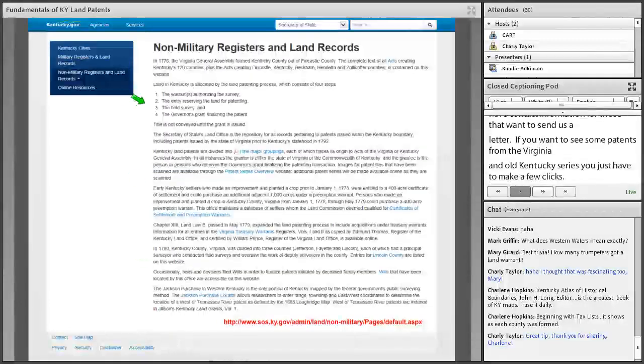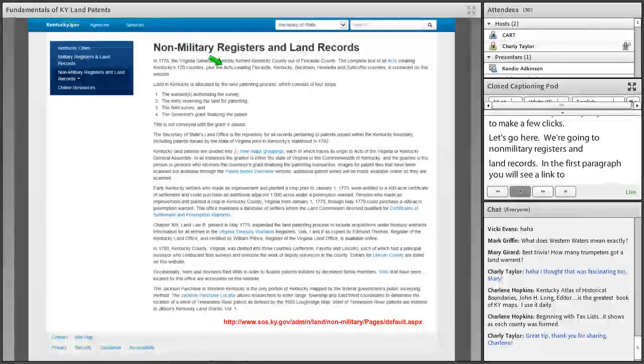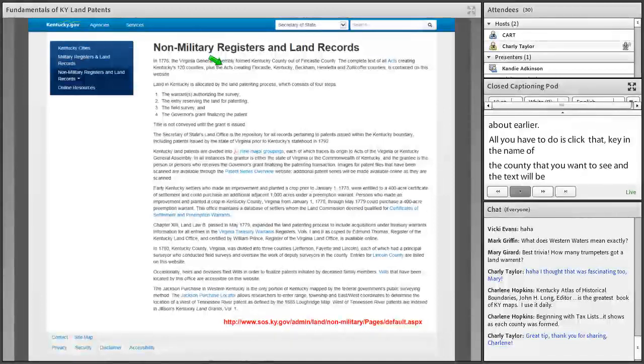In the first paragraph, you will see a link to the acts creating those Kentucky counties that we talked about earlier. All you have to do is click that, key in the name of the county that you want to see, and the text will be available. And then also there are some lists and so forth that you might find, and frequently asked questions that you might find interesting. All right, then we have the four steps of the patenting process, even though I know this crowd doesn't need them because they've already memorized them, Charlie. They've got that down there.